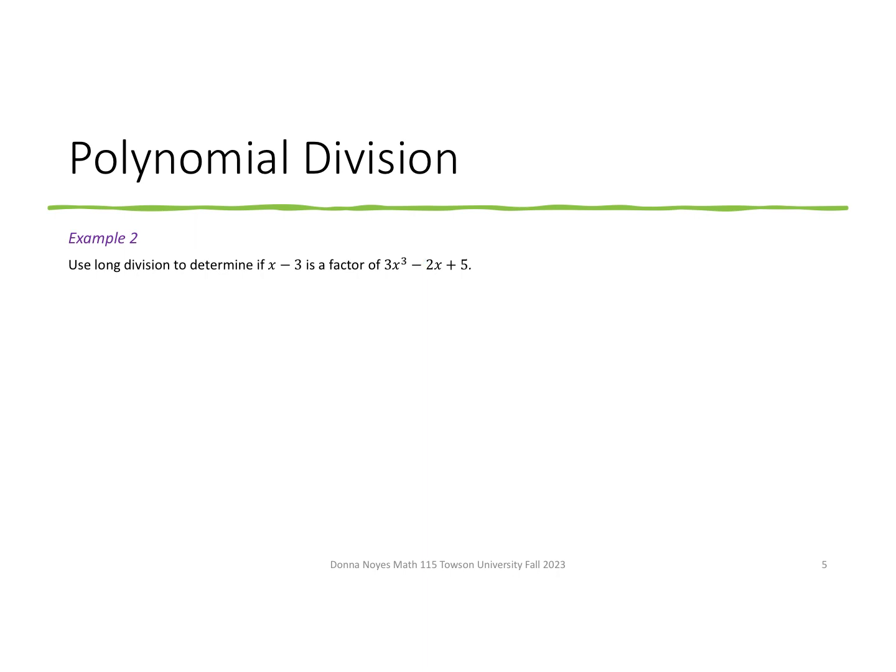Okay. So let's first set up our problem. We want to use long division to determine if x minus 3 goes into 3x cubed. We have no x squared, so we're literally going to write plus 0 x squared, minus 2x and plus 5. So pause here and try it on your own to see if you can get the answer, then come back and unpause it, and let's see if we get the same thing.